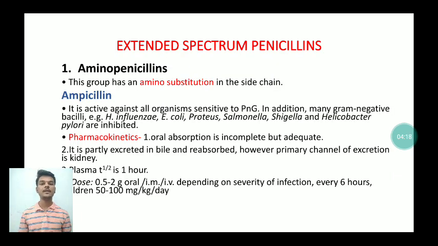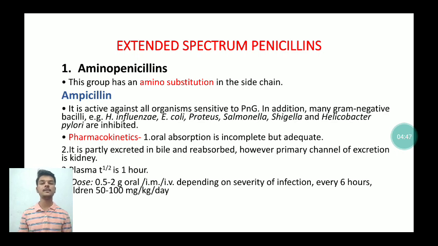Now the third category we have is extended spectrum penicillins. In this, the first category is aminopenicillins. As the name suggests, this group has an amino substitution in their side chain. The drug from this category we have is ampicillin. It is active against all the organisms which are sensitive to penicillin G. Also, it is active against many gram-negative bacilli, for example Haemophilus influenzae, E. coli, Proteus, Salmonella, Shigella and Helicobacter pylori.